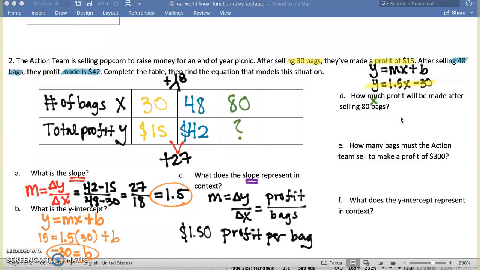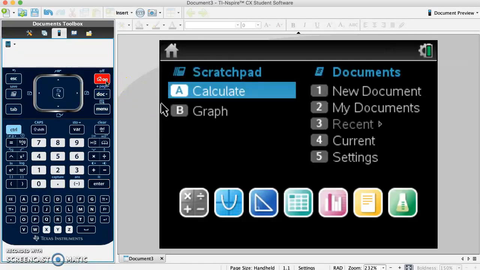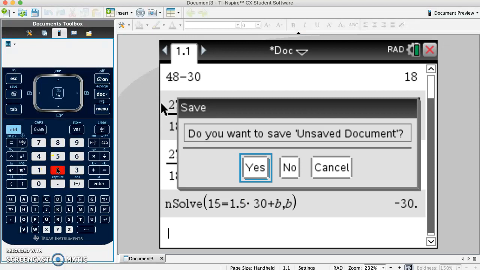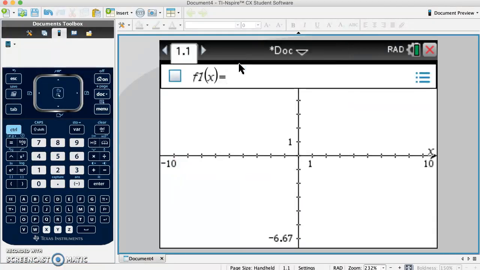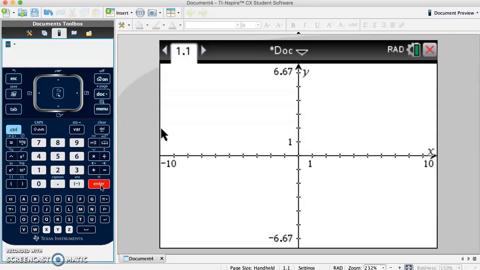So if I go back to my calculator and I need to use the graph, I'm going to go home. Again, new document. No, I don't want to save. And then add a graph. So remember, y is the same as f of x, so I can just type that here. 1.5x minus 30. Enter. Nothing showed up, which is fine.